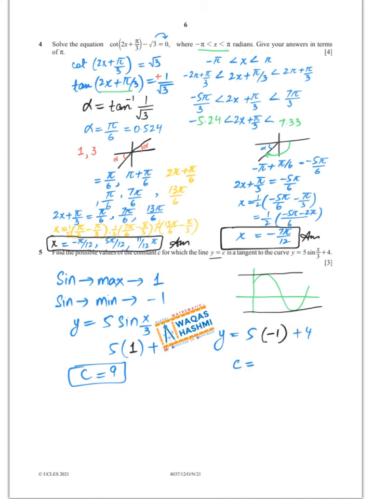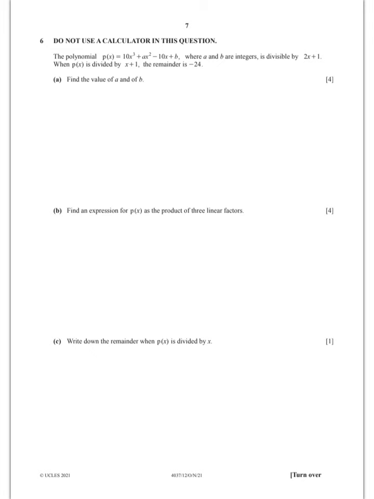So you got the value of c: minus 5 plus 4, it's minus 1. That is your possible answer. Question number 6 from the topic remainder factor.